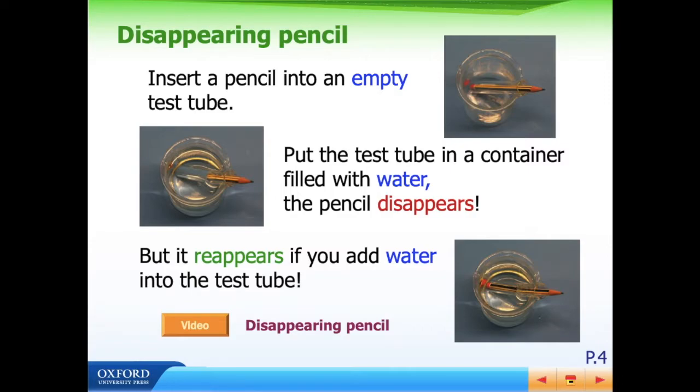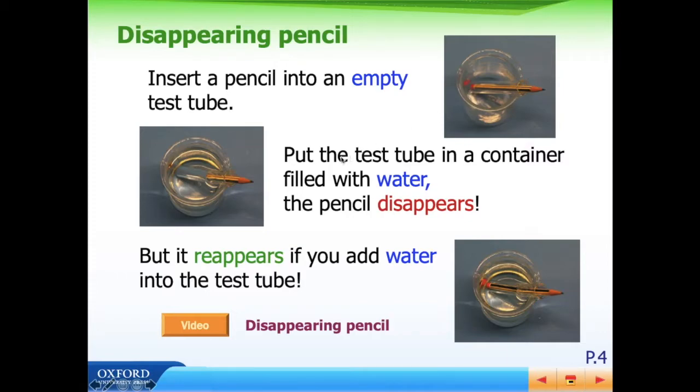Before we dive into our formal discussion on the concept of total internal reflection of light, let us first build our understanding of this concept using this simple demonstration. The title of this demonstration is Disappearing Pencil. What you are going to do is insert a pencil into an empty test tube as shown in this diagram right here.